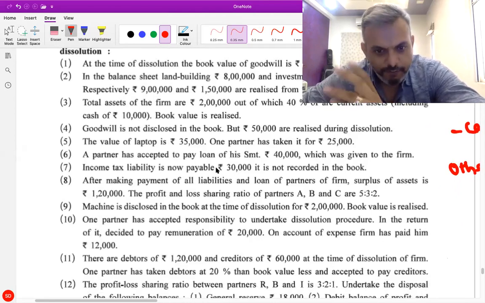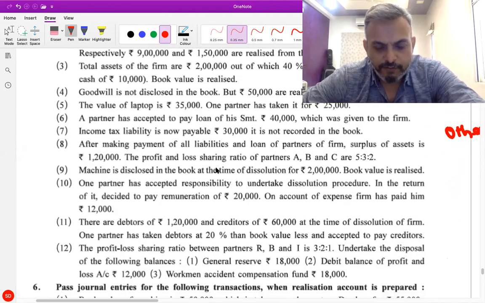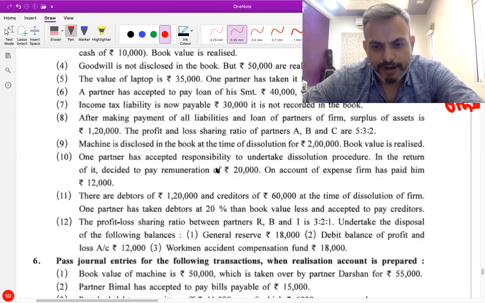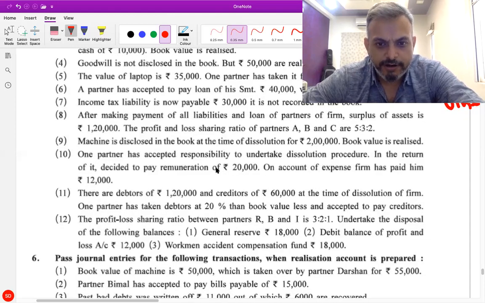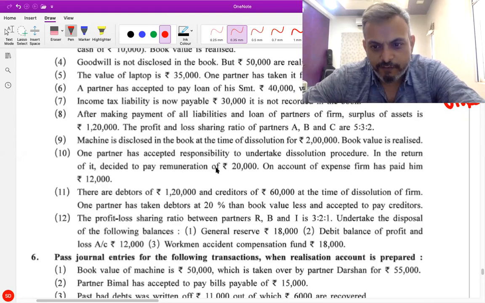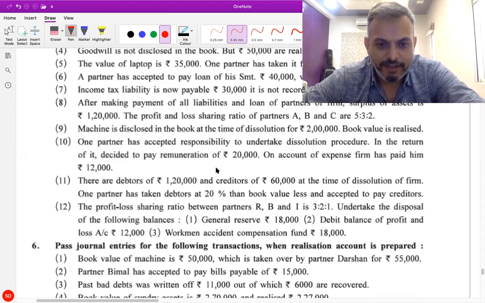Then the partner has accepted to pay the loan of Srimati. We have already seen this before. Income tax payable, we have seen before. Surplus is very similar to illustration 1. But the 10th one I would like to discuss with you. One partner has accepted responsibility to undertake dissolution. In return, it was decided to pay remuneration of 20,000. On account of expense, the firm has paid him 12,000. The first entry will be realization account debit to partner's capital account credit 20,000, and then partner's capital to cash or bank 12,000.